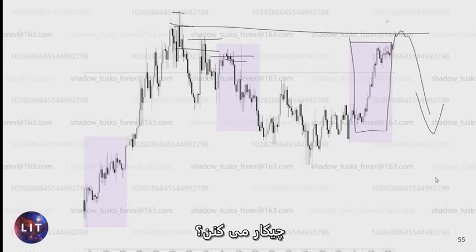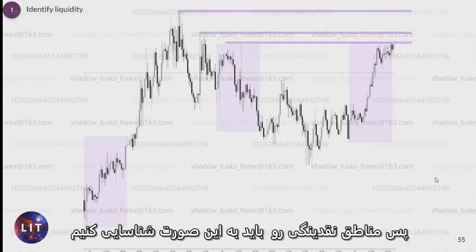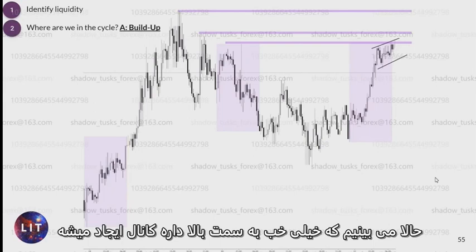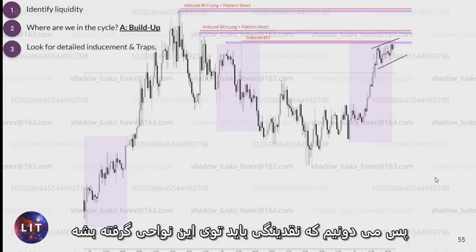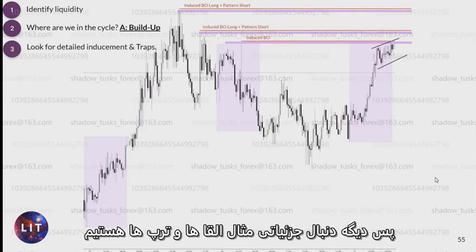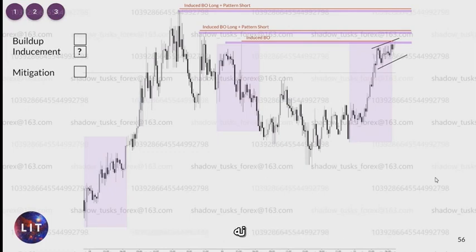London comes in. They, of course, will look for liquidity and then go lower. So you identify your liquidity zones like this. Right now you see, okay, they're channeling upwards, so you're in a build up right now. Awesome. So you understand where liquidity should be taken, your zones. So you look for detailed inducement and traps. Is there inducement yet? No. Is there build up? Yes. Is there mitigation? No.